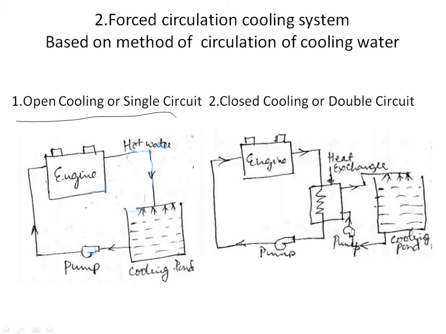In this cooling system, water after absorbing heat from the engine is cooled in a cooling pond. You can see the water passes from the engine to the water pond. When it reaches the pond, it cools and recirculates back to the engine, and once again it recirculates back to the engine. You can see here, this is the engine.